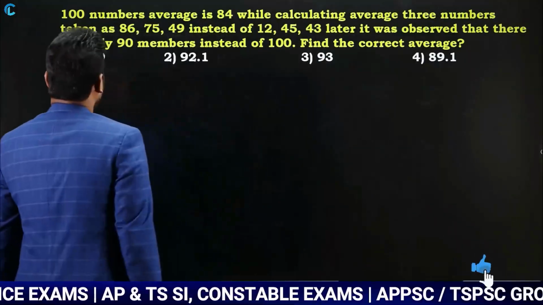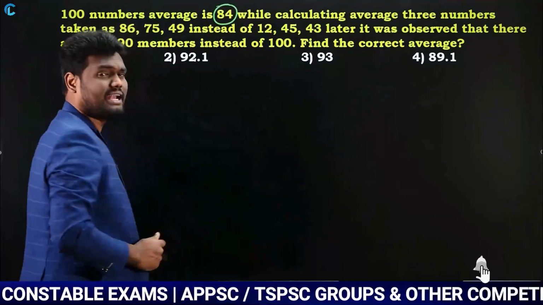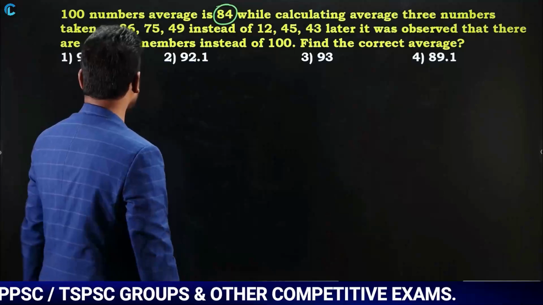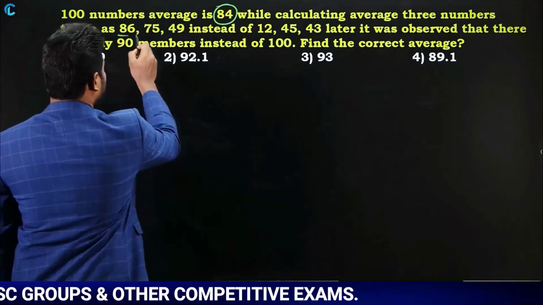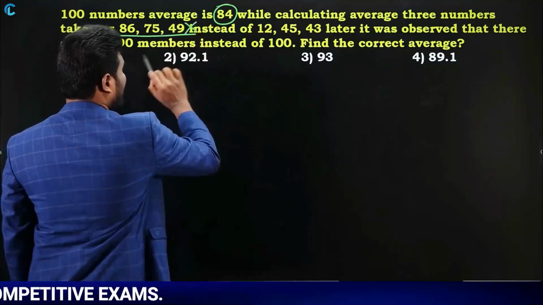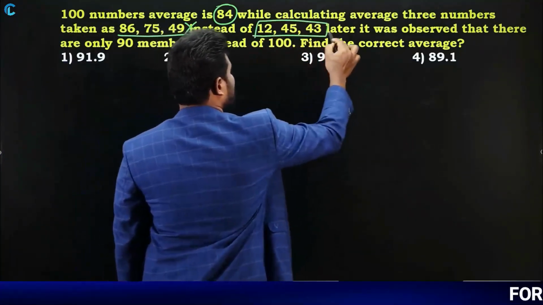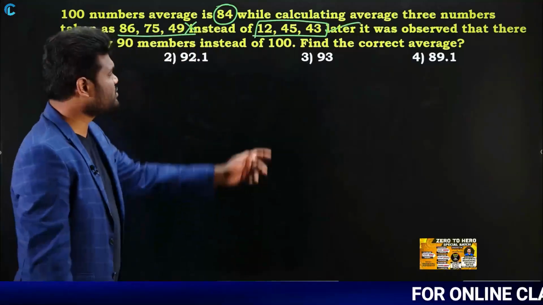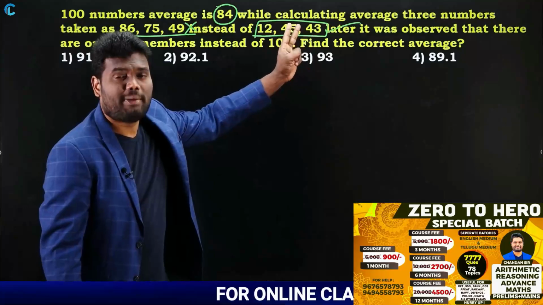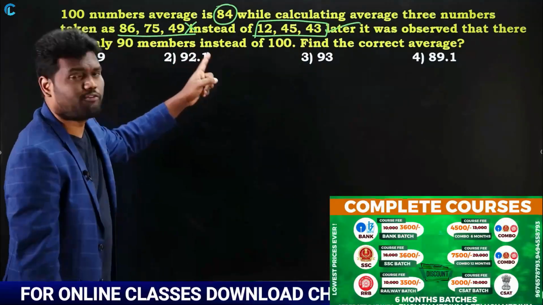The next question is: 100 numbers average is 84. So you have 100 numbers with average 84. While calculating the average, 3 numbers were taken as 86, 75, 49. These are wrong, instead of 12, 45, 43. This is correct. So the 3 observation values are actually 12, 45, 43. These are the correct values, but they were wrongly noted as 86, 75, 49.